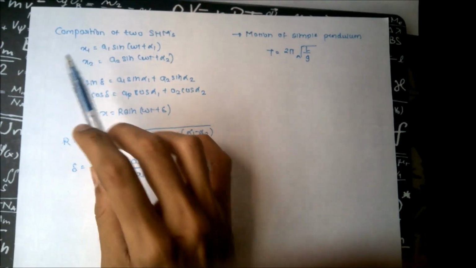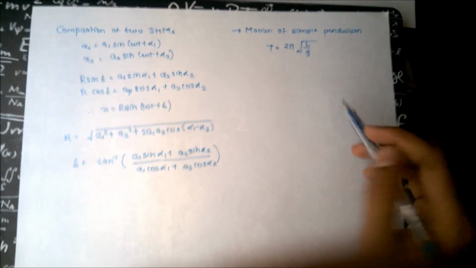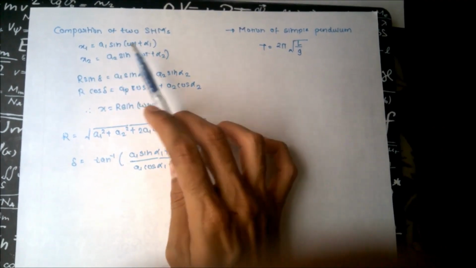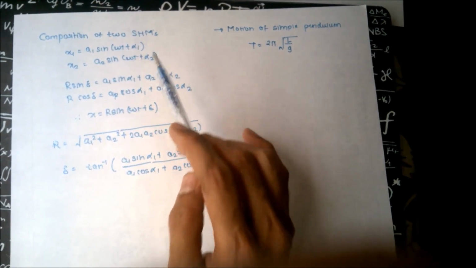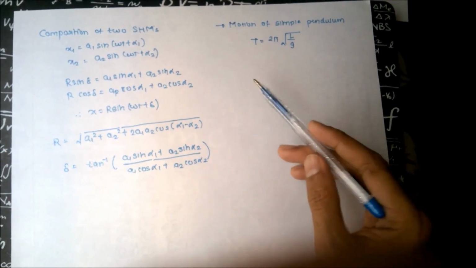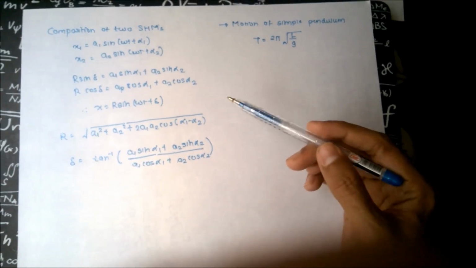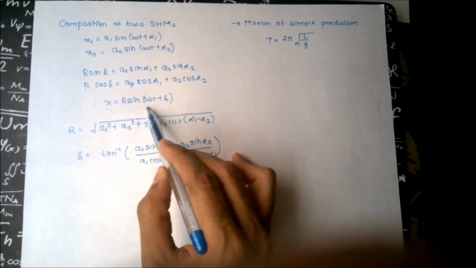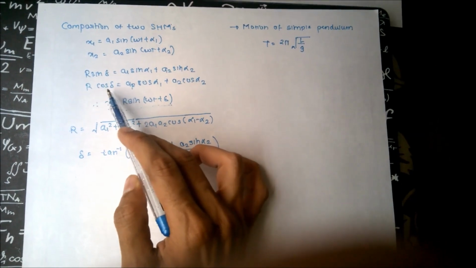Next, here we have composition of two SHMs, that is we have two waves which are superimposed on each other. We have the two wave equations x1 and x2: x1 equals a1 sin(omega t plus alpha 1), x2 equals a2 sin(omega t plus alpha 2). Now the analytical treatment for the composition of these two waves is we add these two waves, x1 plus x2, and the resultant we get is x equals r sin(omega t plus delta). The value of r will be different for sin delta and cos delta.